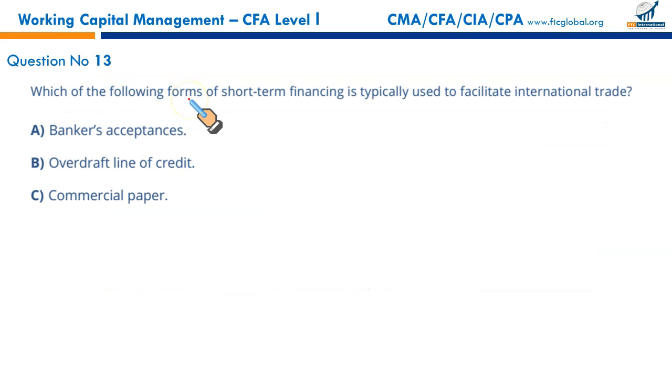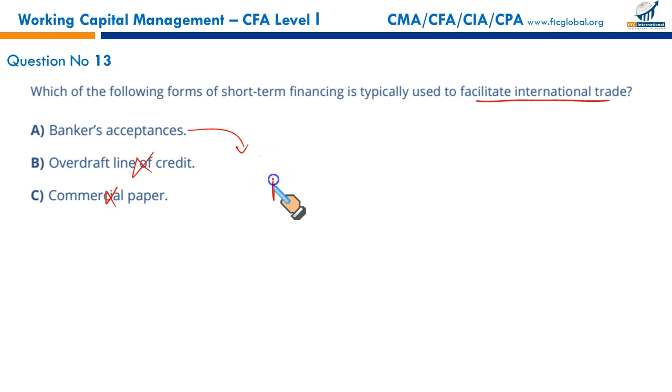Which of the following forms of short-term financing is typically used to facilitate international trade? Overdraft and line of credit, this is available locally to all firms. Commercial paper, available to large firms that have good credit history. Yes, it's the banker acceptance that is used in international trade.